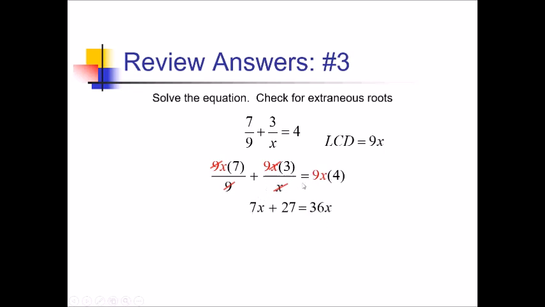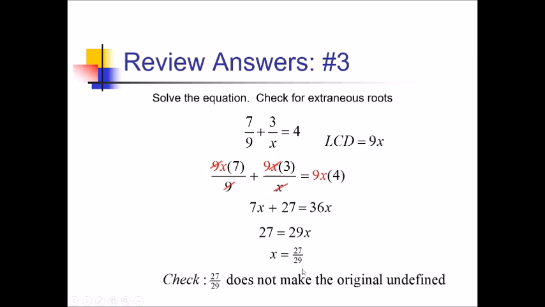Let me subtract that 7x just to get all the x's together. So that's 29x. And then if I divide by 29, I have 27/29 for my answer. Just doing a quick check, if I plug this back into the original, I'm not going to get anything undefined, no zeros in the denominator. So that means that this is a good answer.